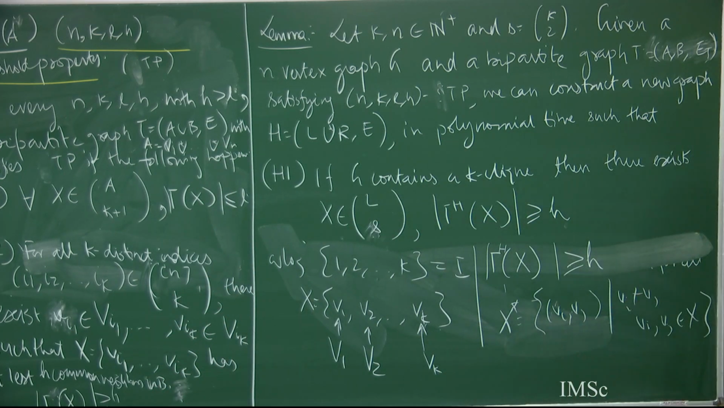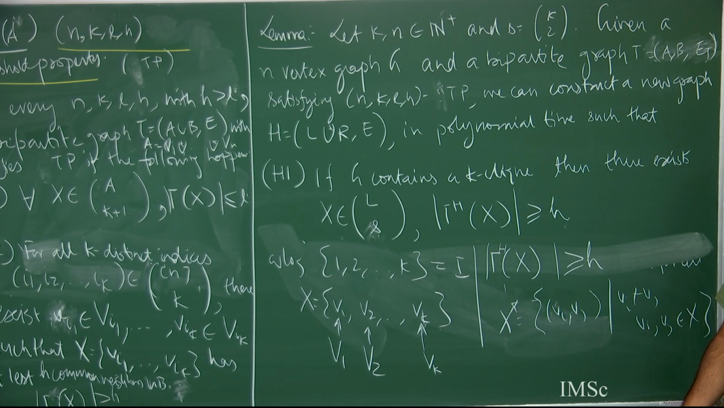Okay, so I have found this. Now let's look at X star. So what is the size of X star? It's k choose 2, right? So this exists, and all I have to show is that the neighborhood of x is greater than or equal to h.